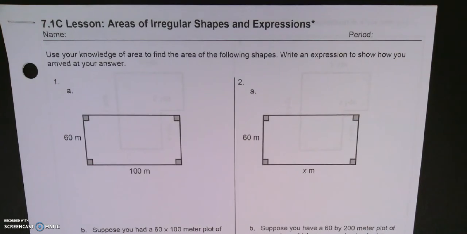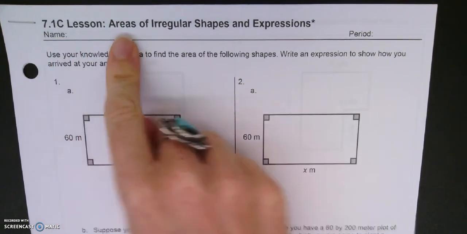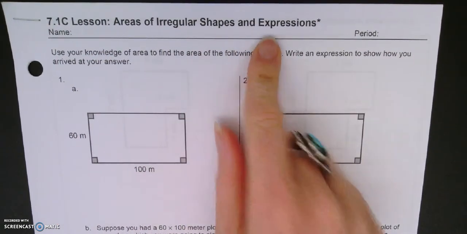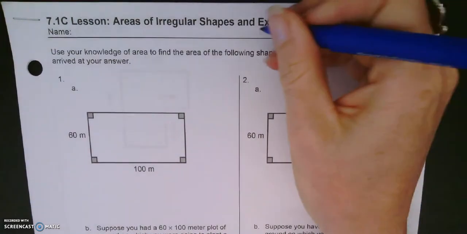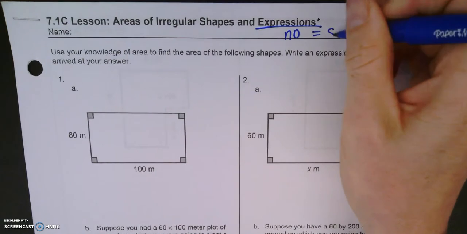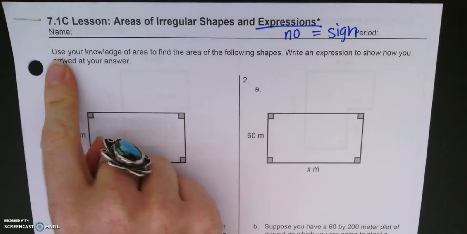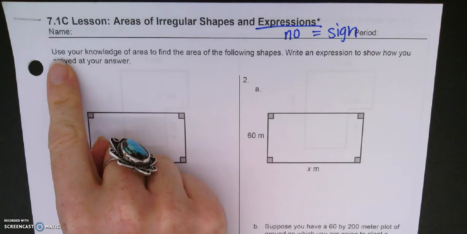I'm on page 20. Are you on page 20? Awesome. Let's track the title together. 7.1c lesson, areas of irregular shapes and expressions. Remember, expressions are just mathematical phrases and there's no equal sign. Wonderful. And this is going to really connect to 7.1b with our irregular shapes we found there. Okay, please track along the directions while I read.